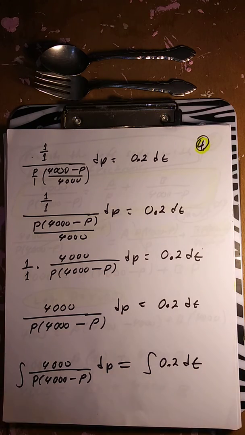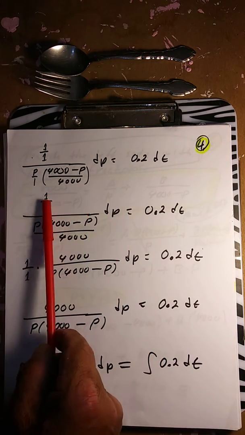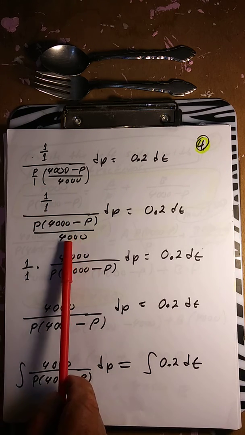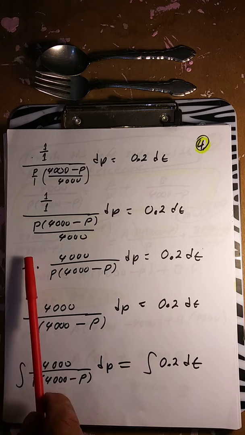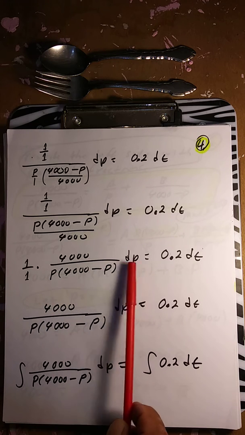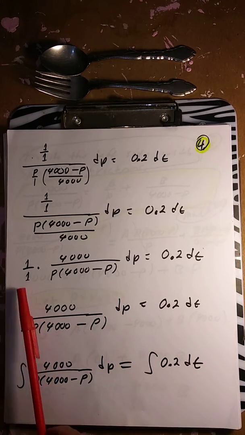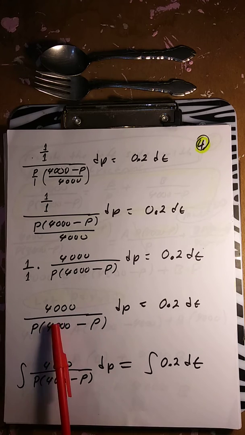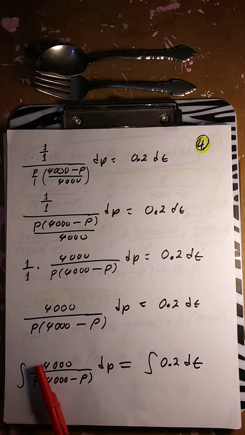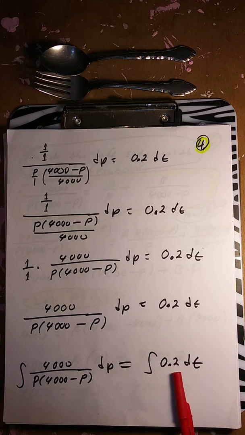Now, the next step: 1 over 1, P times this over that, dP is that. 1 over 1, and I write P times the top, P times (4,000 - P), over 4,000. Get the reciprocal of this, which means 1 over 1 times 4,000 over P times (4,000 - P) dP. As we look at this 1 over 1, well, it's gone. So now we have this, and we're going to have to integrate. Take the integral of this side and the integral of this side. The integral of 4,000 over P(4,000 - P) dP equals the integral of 0.2 dt.